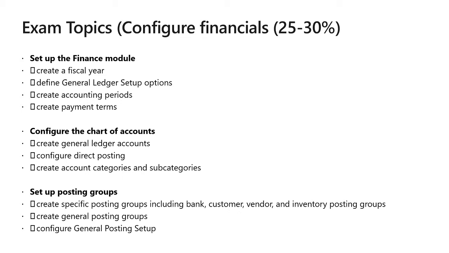Then comes configure the chart of accounts: create general ledger accounts, configure direct posting, how to enable or disable direct posting, create account categories and subcategories. As I mentioned earlier, we will be covering all these topics in 2 to 3 videos, a series of videos. In this one, I'll not include configure the chart of accounts. Then comes set up posting groups: create specific posting groups including bank, customer, vendor and inventory posting groups, create general posting groups, configure GL setup. GL setup we have touched upon in the first part also.